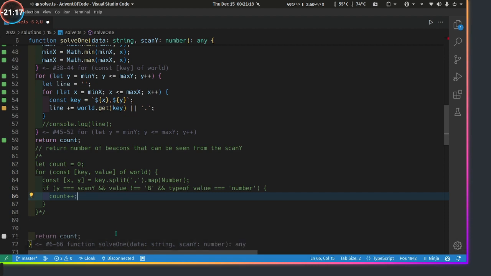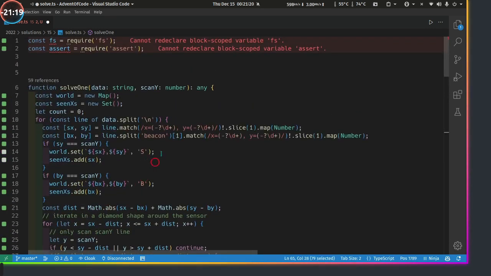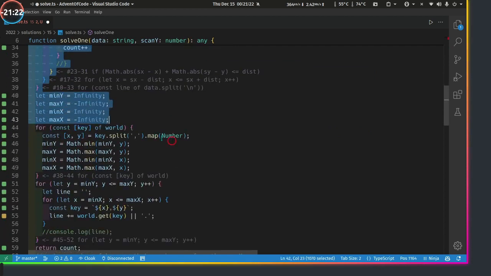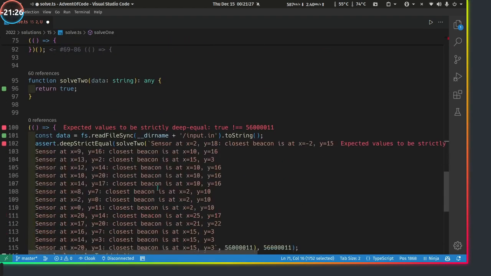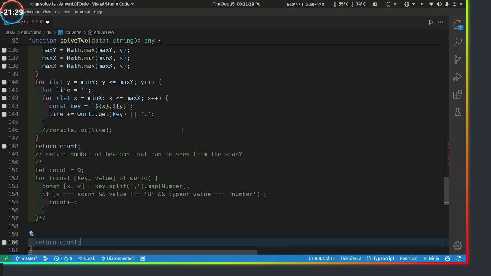Please give auto format. Thanks. Whoa, that didn't drag. Thank you. And I thank you.